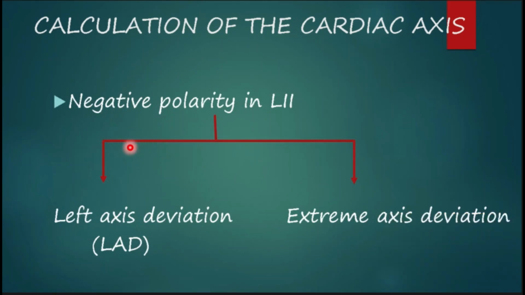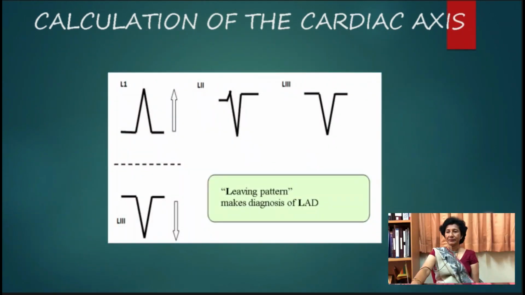If there is negative polarity in lead 2, what are the possibilities? It could be left axis deviation or it could be extreme axis deviation. Now let's see how to differentiate those two. Now in this slide, lead 2 there is negative polarity. Then second step, analyze the polarities in lead 1 and lead 3.